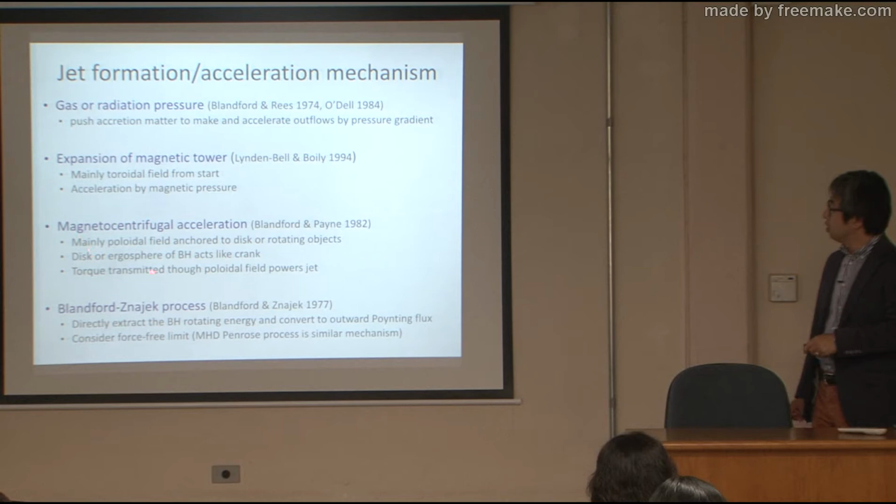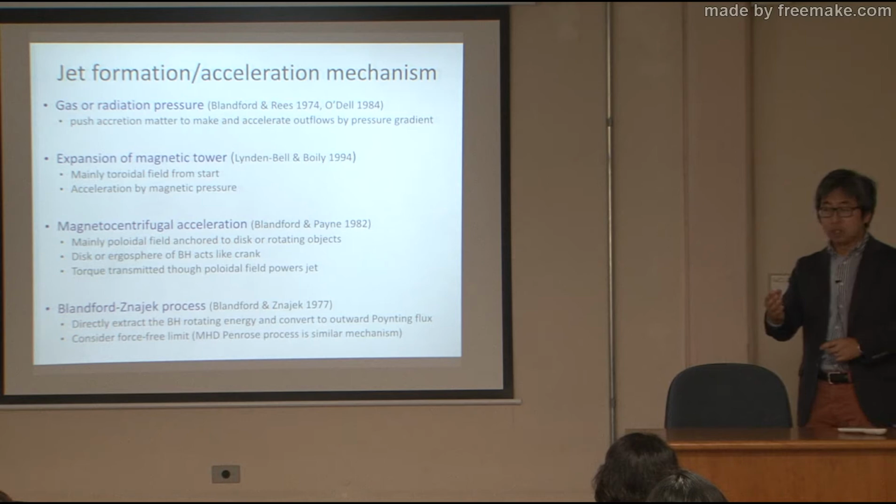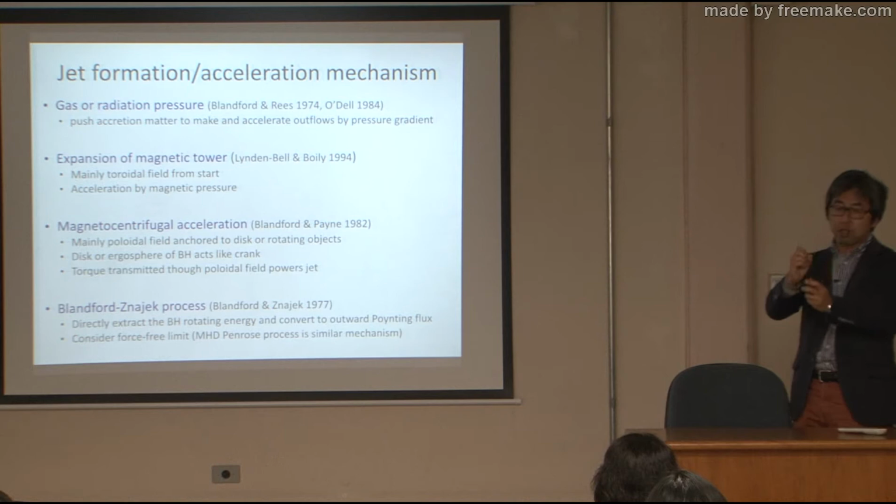So this is the magnetic field. It goes through the accretion disk, and the accretion disk is rotating around there. This is attached to this plasma blob. Along the magnetic field, this makes the centrifugal force, which makes the jet formation or outflow developed there.